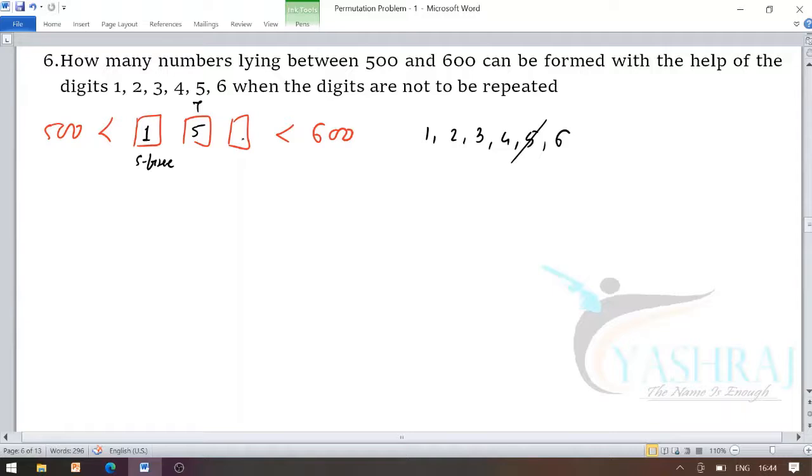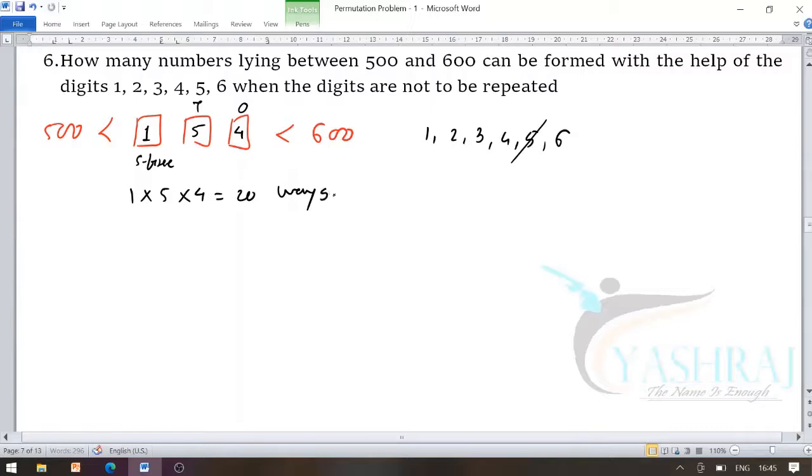And following which, to fill up the ones digit, we have 4 ways, and as per the multiplication principle, 1 into 5 into 4 becomes 20. So there are 20 numbers between 500 and 600 that can be formed with the digits 1, 2, 3, 4, 5 and 6.